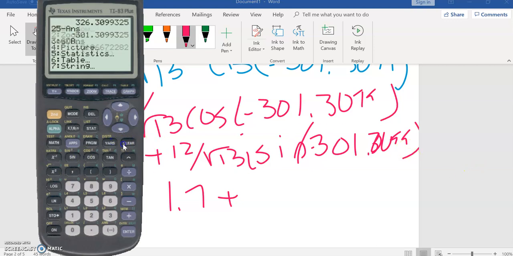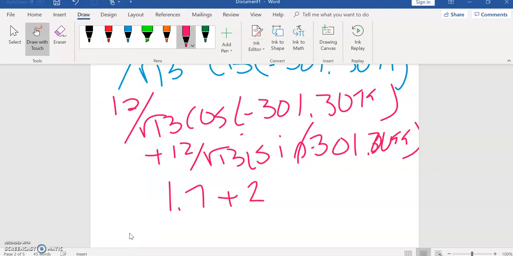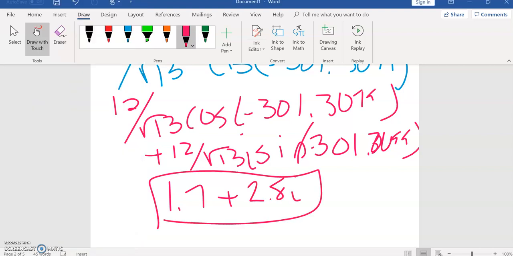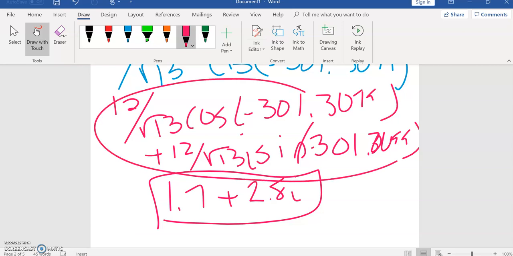Okay, now I'm going to do the second one. So I'm going to do the sine of negative 301.3099 times 12 divided by the square root of 13, and I get 2.8, because I'm rounding to the tenth. And so there is our answer in rectangular coordinates. This up here would have been the trig answer if they asked us for it.